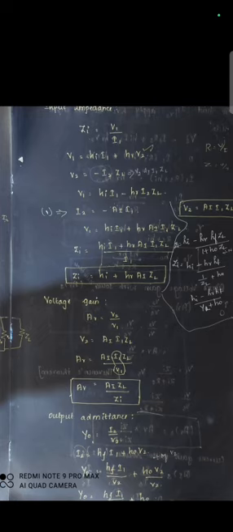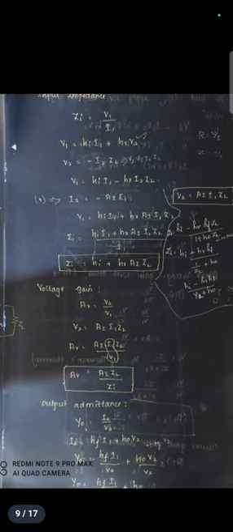Then next one, output admittance. We will consider the input as impedance and the output as admittance. Okay, we know how to represent admittance, right? Yo. Yo is equal to I2 by V2. So I2 is equal to HF into I1 plus HO into V2. This is also taken from the voltage current equation. From this equation, substitute: Yo is equal to HF into I1 divided by V2 plus HO into V2 divided by V2.